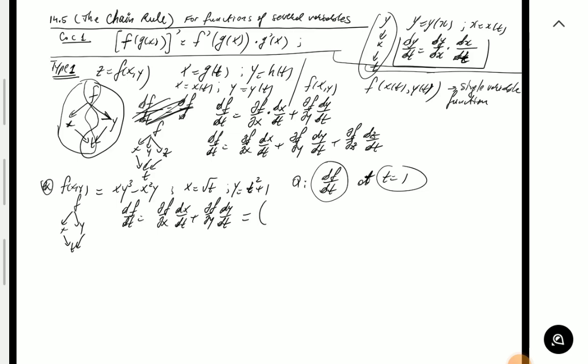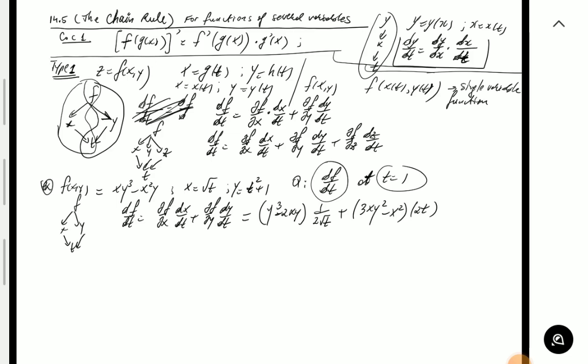So the partial f partial x is going to be y cubed minus 2xy, multiplied by dx dt, which is 1 over 2 square root of t. And then plus partial f partial y, which is 3xy squared minus x squared, and then dy dt, which is 2t.